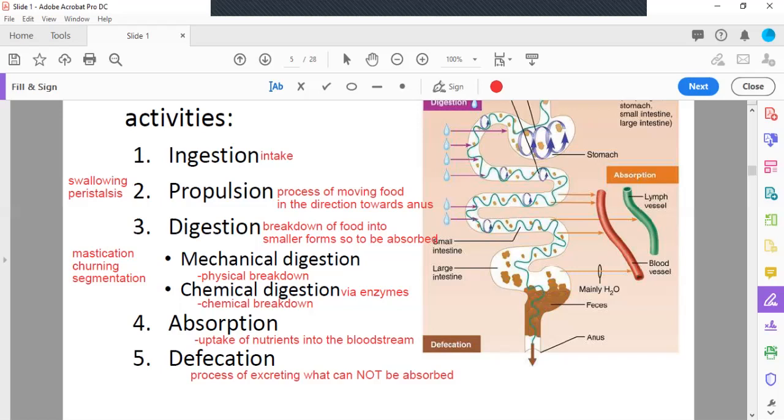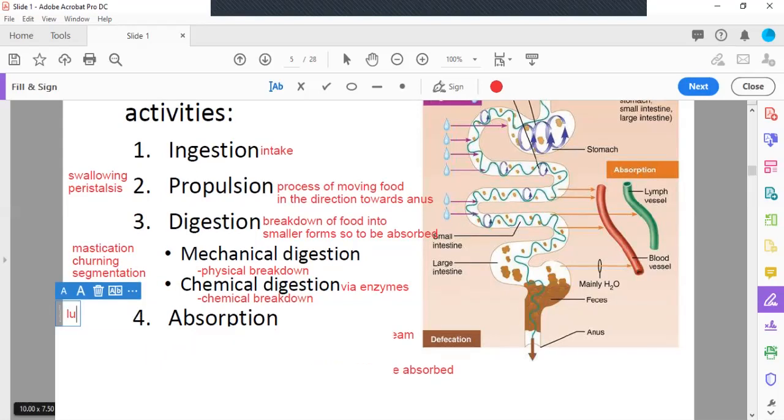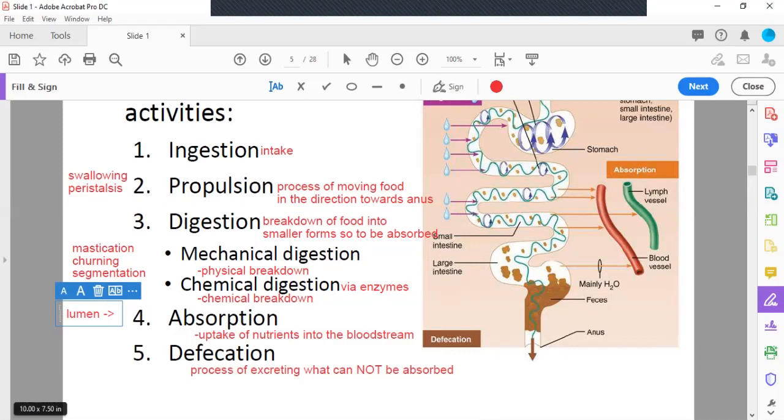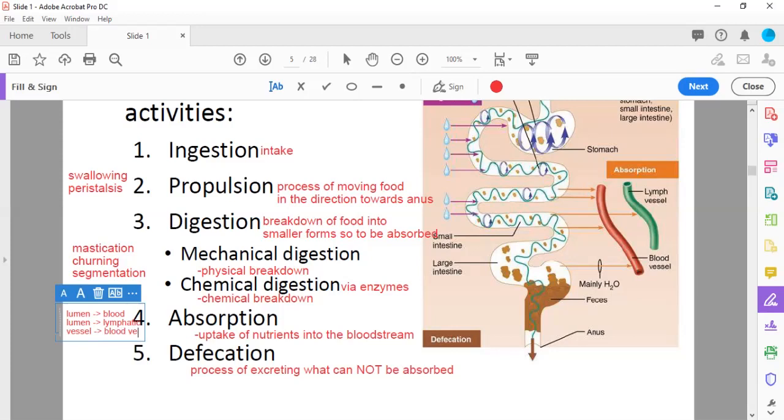So either way, it doesn't really matter. In absorption, there are two routes that we take from the lumen into the bloodstream. So these are different ways in which nutrients can go into the bloodstream. From the lumen into the lymphatic vessel, and from there it goes into the blood vessel. But ultimately, it has to go into the bloodstream.